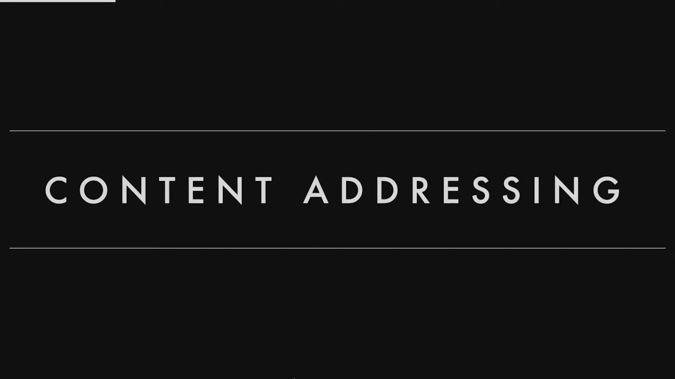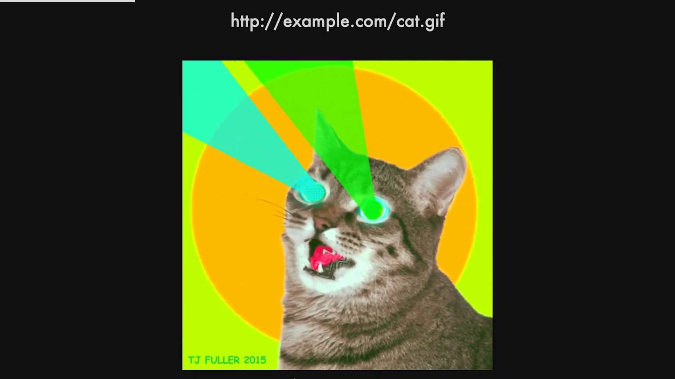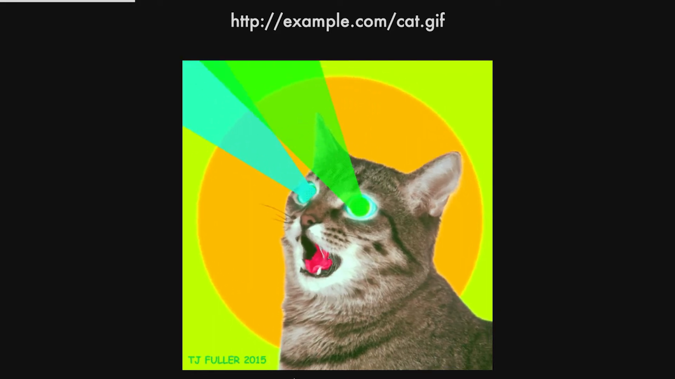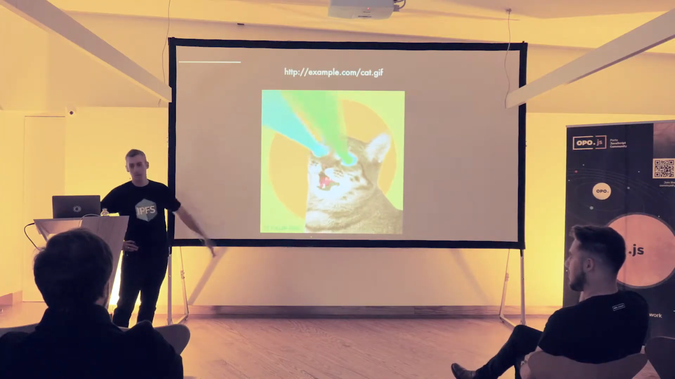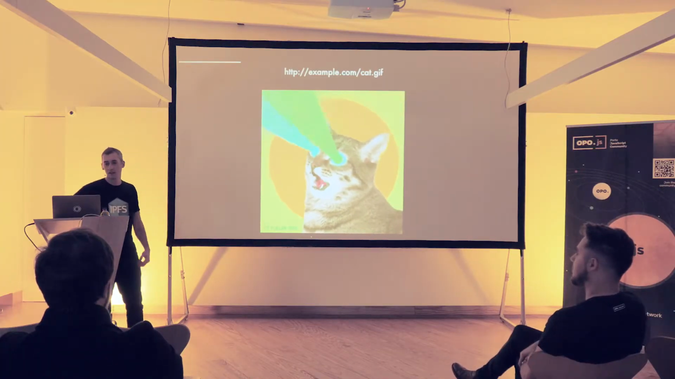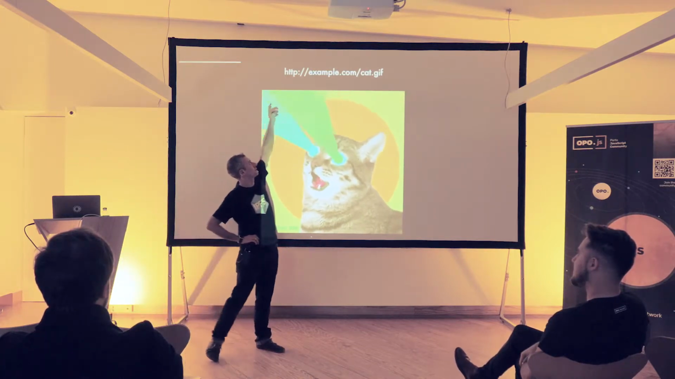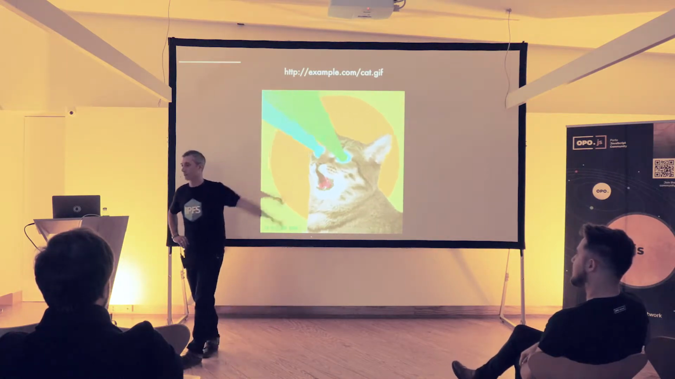So what is content addressing? Well, sometimes you want a cat GIF, and the normal way that you would get a cat GIF is you would use a URL. So we all know what URLs are. They're location-based addressing. So you have a protocol, you have a host, and you have a path.